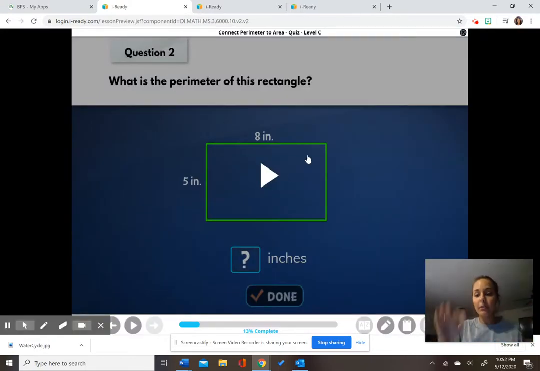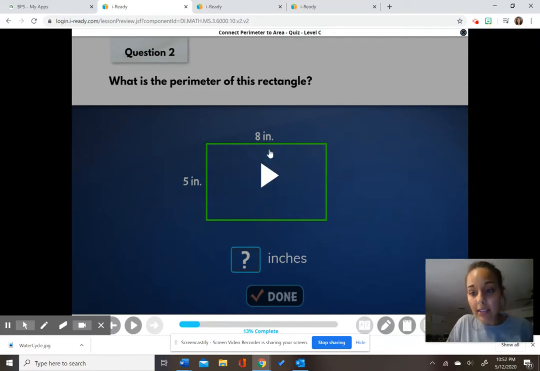I have 3 more little tips for you guys. So perimeter of this one, it's tricky because it looks like since you only have 2 measurements, oh, let me just multiply them, 8 times 5. Wrong. Don't do it. Don't fall in their trap. And this is on the quiz, so don't fall in that trap.